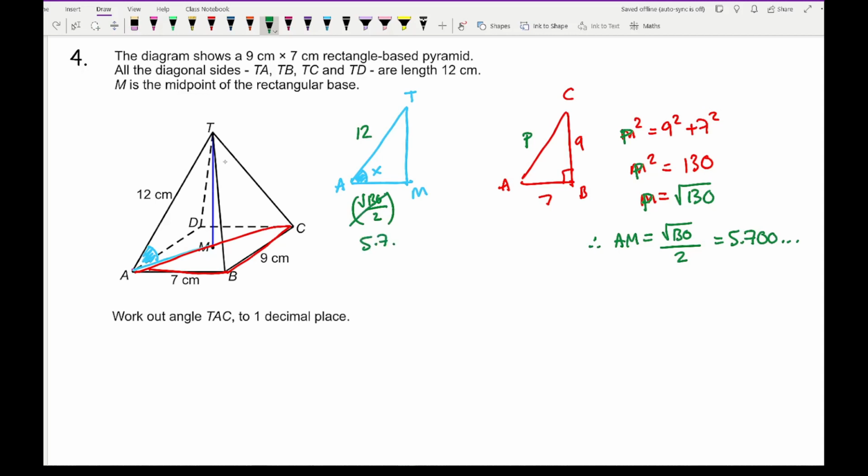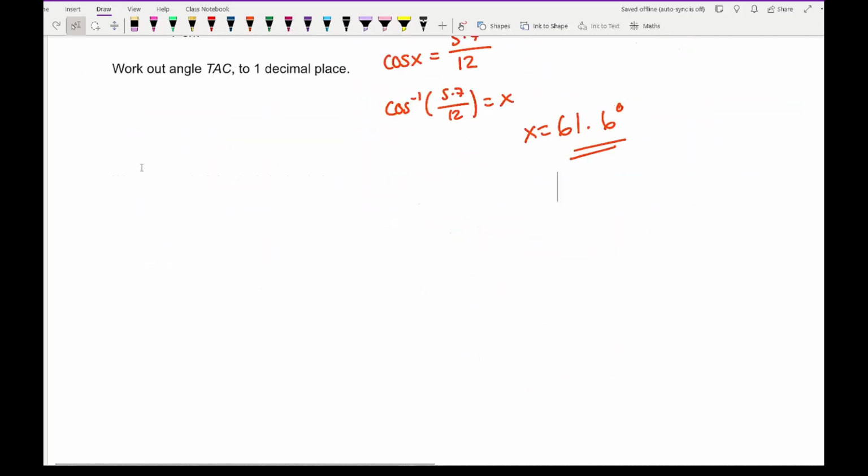So from this, I can then label this triangle. This is my H, this is the adjacent. So I'm going to use cos, so cos x equals 5.7 divided by 12. So the inverse cos of 5.7 over 12 equals x. If I type 5.7 divided by 12 into my calculator, it gives me an angle of around about 61.6 degrees. And there is my final answer.